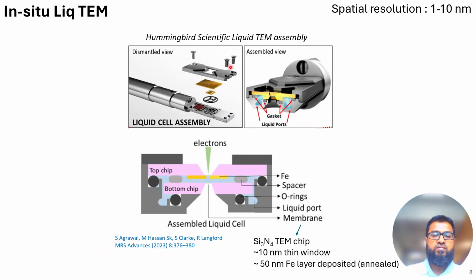So in-situ liquid TEM, as I told, has its own commercially available cell, the in-situ cell from Hummingbird. I'm not getting into the detail of the setup and the process. You can see the reference provided here. We used a silicon nitride chip, whose thickness at the viewing window is approximately 10 nanometers, and we deposited a 50 nanometer layer of iron by E-beam and then annealed it to make sure it is adherent to the membrane.